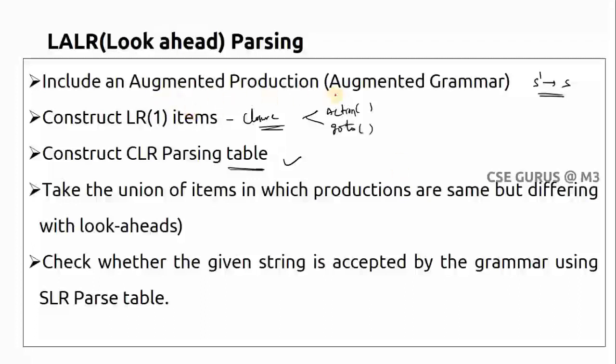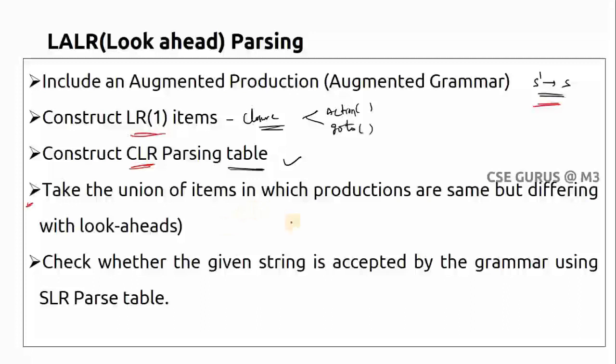You include an augmented production, which is augmented grammar, same as in CLR parsing, and of course SLR also. Here you construct LR(1) items. In SLR you have to construct LR(0). In CLR and LALR both you have to find LR(1) items and construct the CLR parsing table. So you construct the same thing as the CLR parsing table, and in LR(1) items you also take the look aheads. Everything you have to take, and this step is important here.